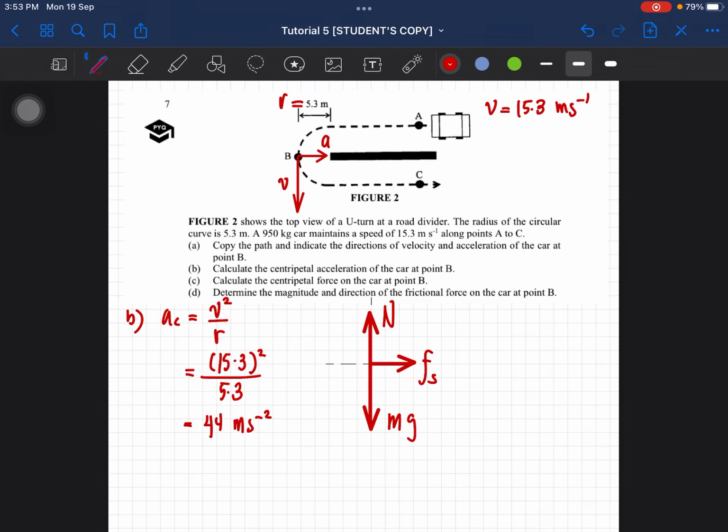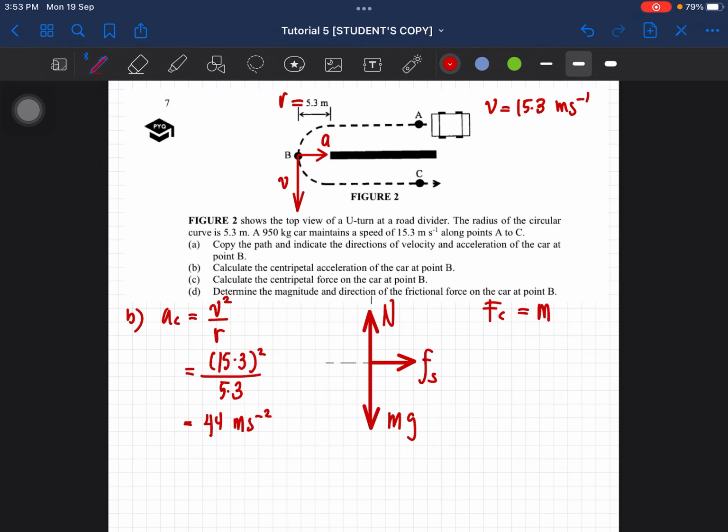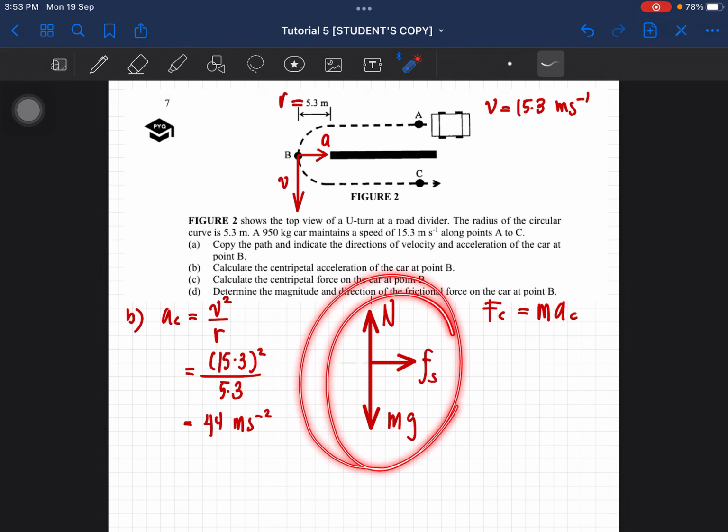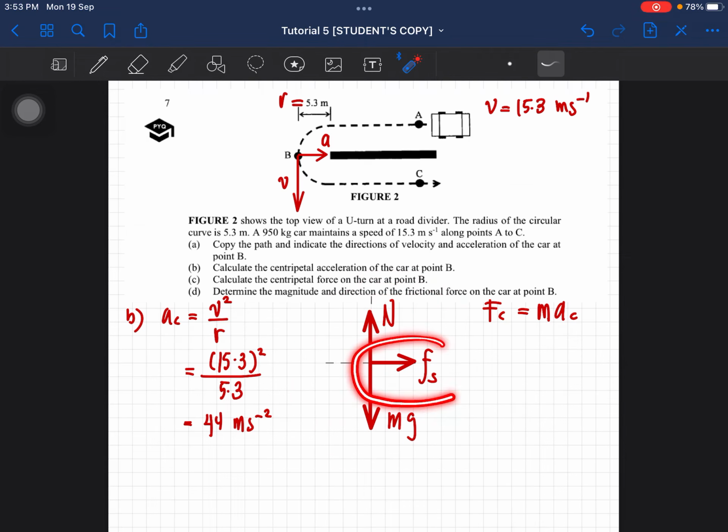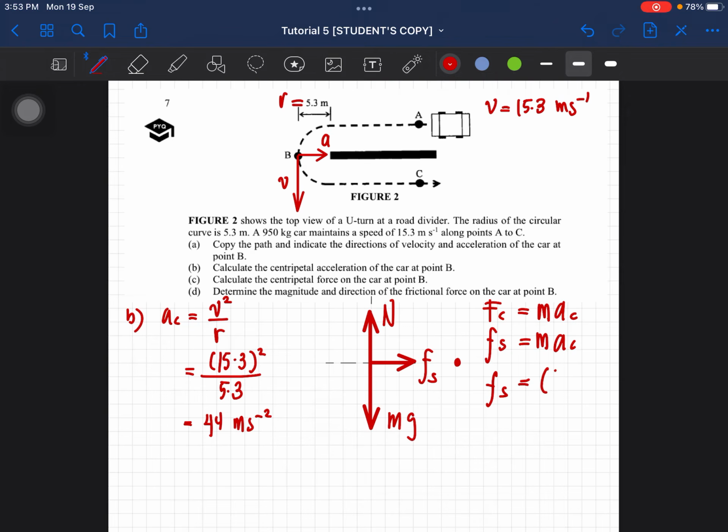So we have to calculate this centripetal force. The centripetal force is going to be equal to mac. At this point, the centripetal force present is just the static friction. Since it is pointing towards the center of the circle, it will be positive. So that is mac. The centripetal force is going to be equal to 950 times 44. So the centripetal force is equal to 4.2 times 10 to the power 4 Newton. I feel like you should just write it as FC here.